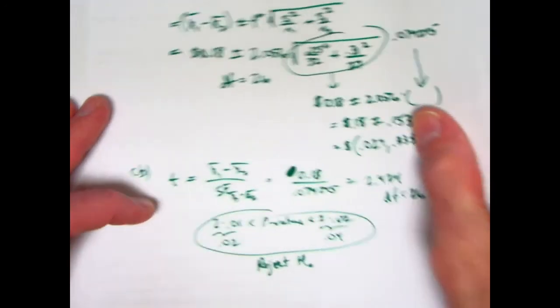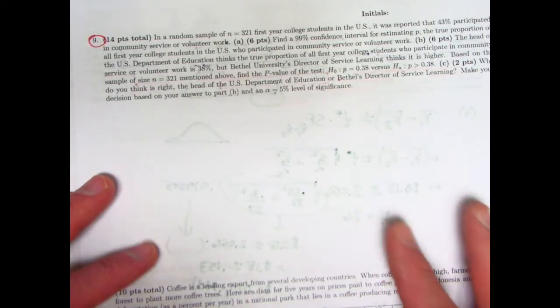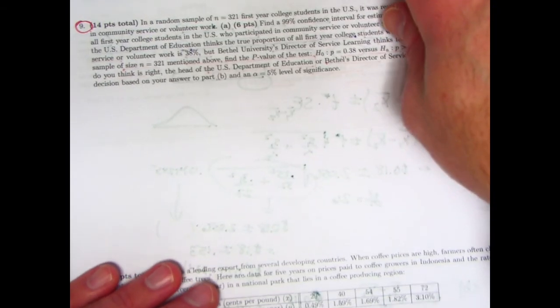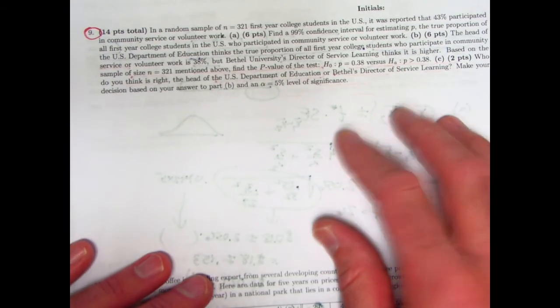All right, so what do we have left? We've got 2 more problems left here. Glad you're hanging with me. I'll try to go as quick as I can. There's one more that's a mean or proportion problem, and then there's a chi-square problem.